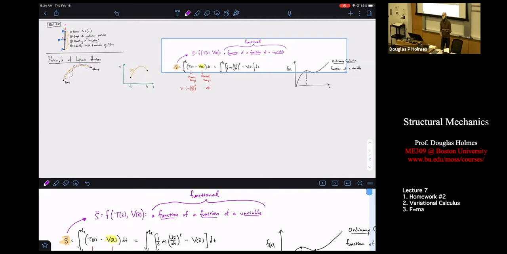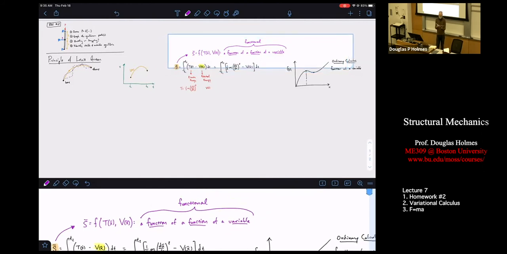Ordinary calculus fails us when we want to minimize a functional, because the result of minimizing a functional is not a point. It's either a curve or a surface or a 3D shape. So we need something else. We need another tool to help us. The tool we need to minimize functionals is what's referred to as either variational calculus or the calculus of variations.